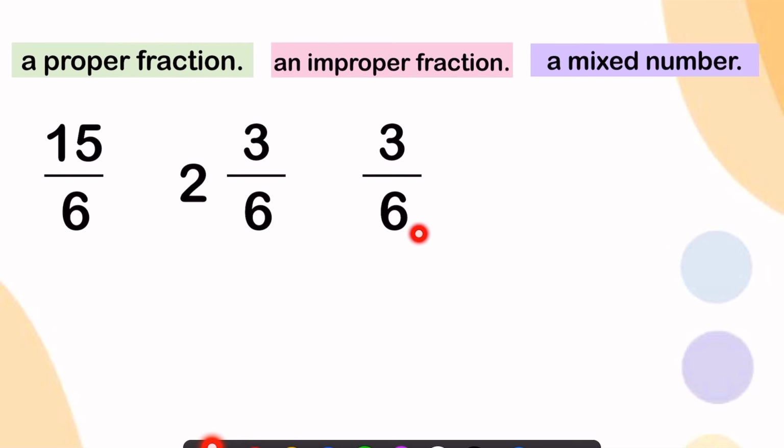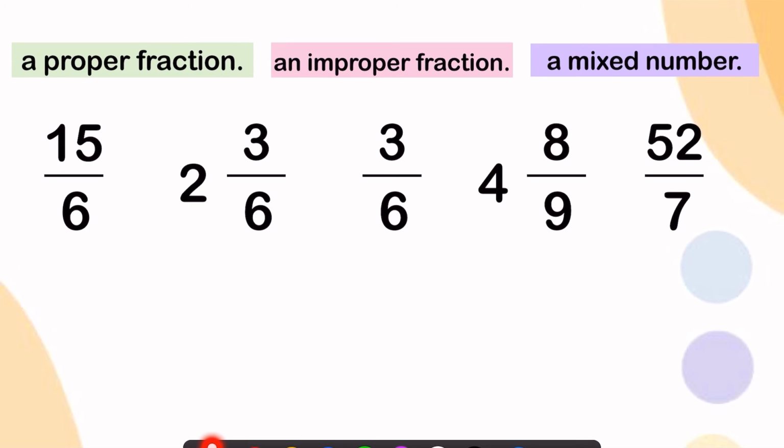3 over 6, tell me what type of fraction is it? So 3 over 6 is a proper fraction, right? Proper fraction because the numerator is less than denominator. So we call a proper fraction. 4 and 8 over 9 is a mixed number. 52 over 7 is an improper fraction. 1 over 2 is a proper fraction. And 44 over 9 is an improper fraction.